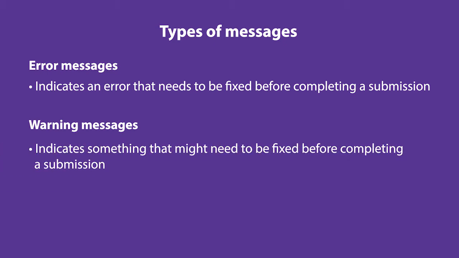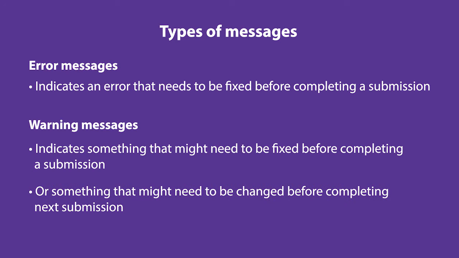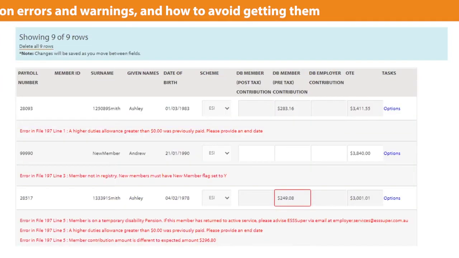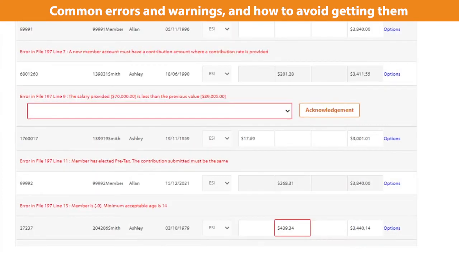Warning messages alert you to a possible issue that might need to be fixed before you can complete your submission, or something that might need to be changed before you complete your next submission, or other action that might need to be taken. Let's look at some of the most common error and warning messages that you might come across, along with why they occur and what you can do to prevent them.